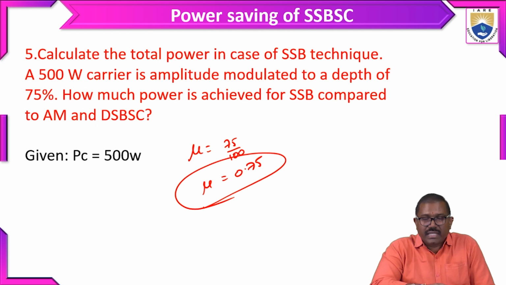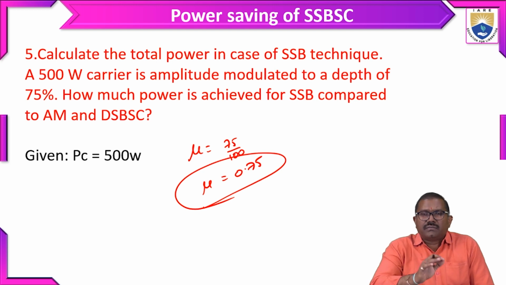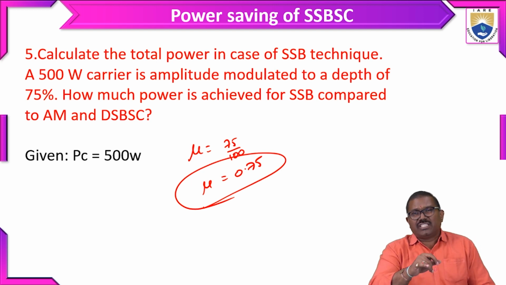Why? Because AM means double sideband with full carrier. So in the first case the carrier will be allowed, whereas in the second case, DSB-SC, two sidebands will pass but the carrier is suppressed. And coming to SSB, only one sideband, either the upper sideband or the lower sideband. Any one sideband can be allowed. So that is SSB.